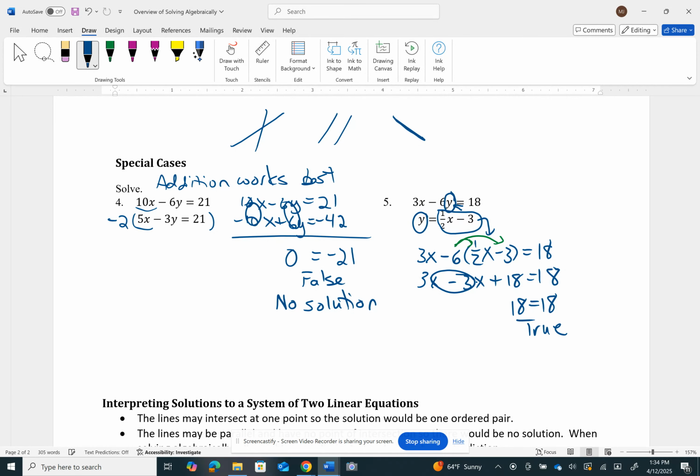But we know it's a special case because we don't have an x or a y. So this is true, and you would have infinitely many solutions. And they would be all the points on the line.